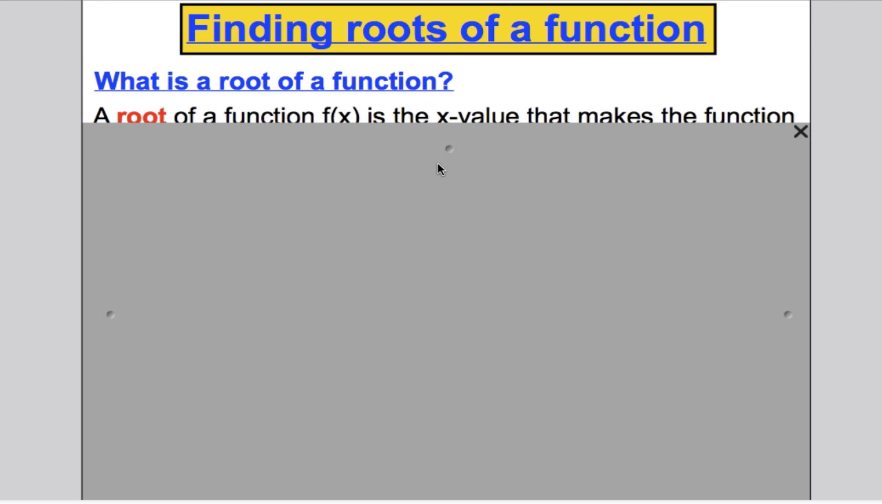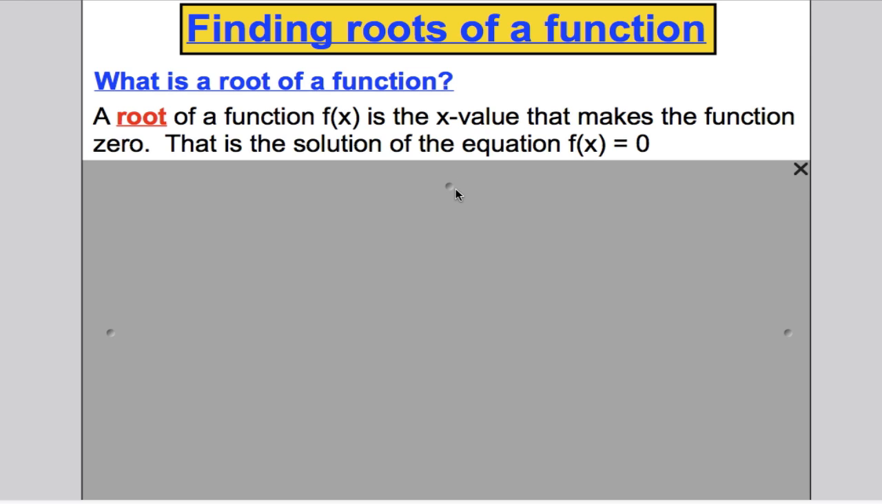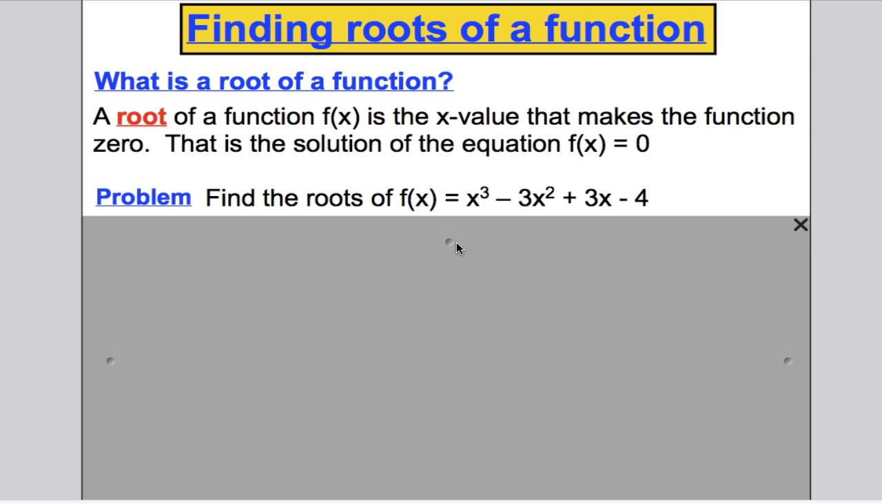Okay, before we start finding roots of a function, we need to first of all consider what a root of a function is. Now, a root of a function, say f of x, is the x value that makes the function 0. So it's what x gives you an output of 0. That is the solution to the equation f of x is equal to 0. What x makes that happen? The x that makes that happen is the root.